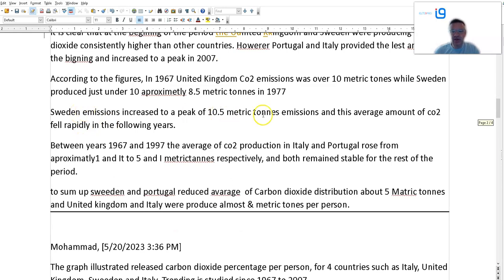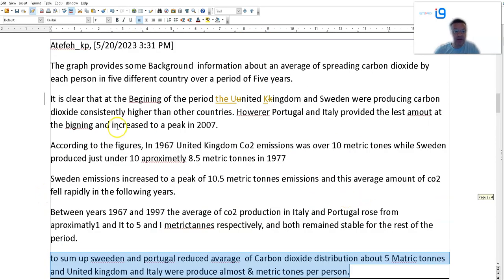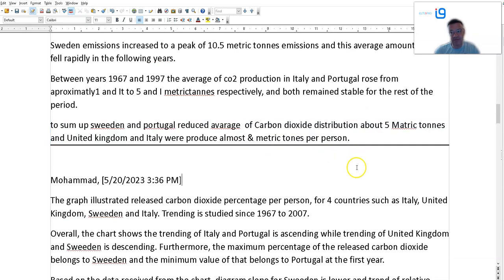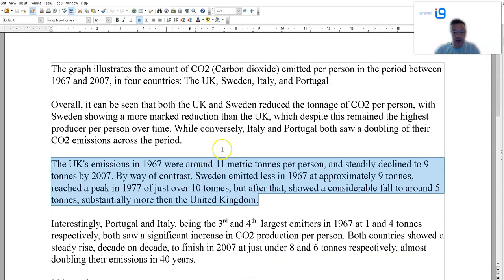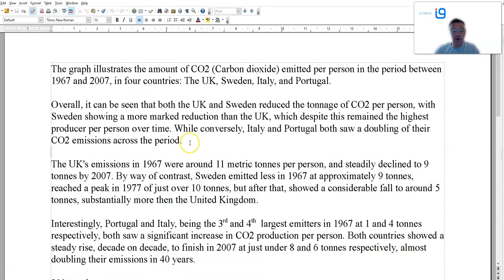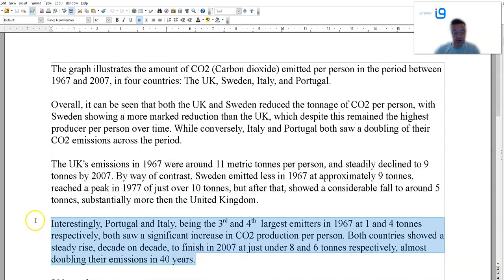Sweden's emissions increased this average amount between the years. The average rose to sum up. Right, so, and we don't really need that. You have an overview, and that's it. All right. So that doesn't really work. There's quite a lot that needs. So you just need, right, intro, clear overview, and then the 2 biggest, the 2 smallest. That's it. Pretty straightforward, yeah.